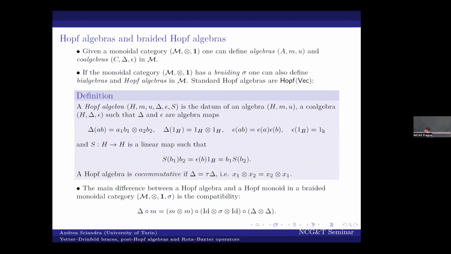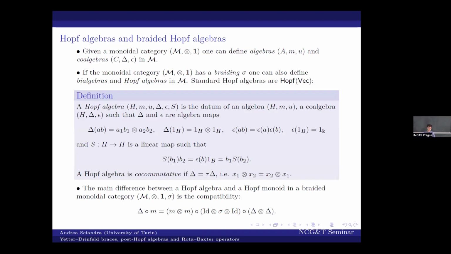As Davide said before, when we have a monoidal category, we can define algebras and coalgebras inside the monoidal category. If your monoidal category has a braiding, which just satisfies the hexagonal axiom and is not needed to be bijective, you are able to define bialgebras and Hopf algebras in your category M. So standard Hopf algebras are exactly Hopf algebras in vector spaces.